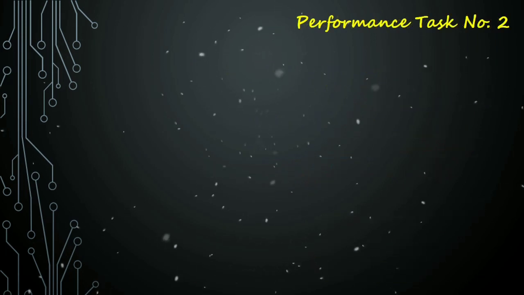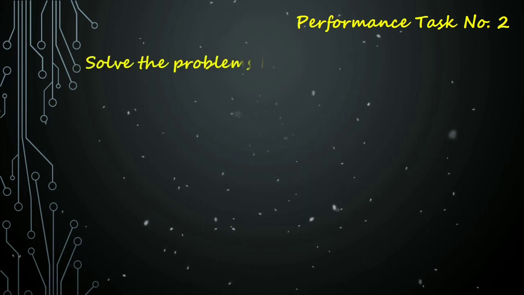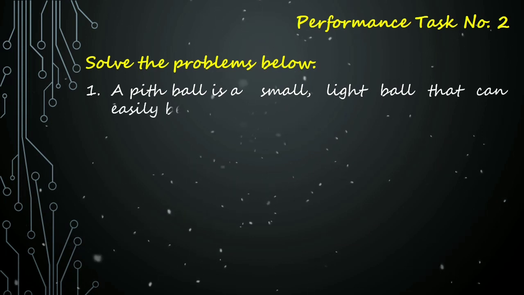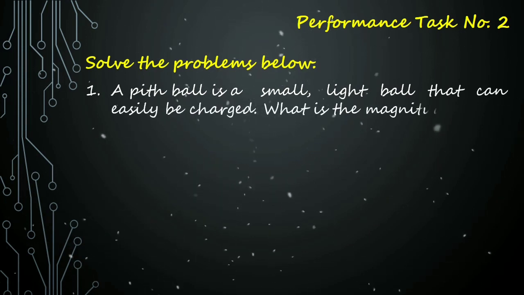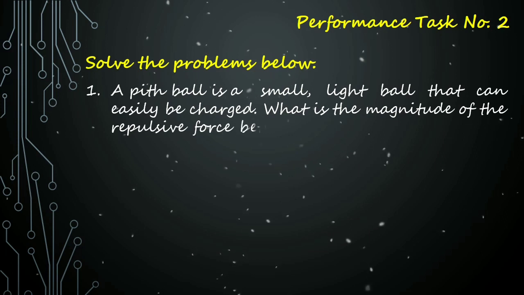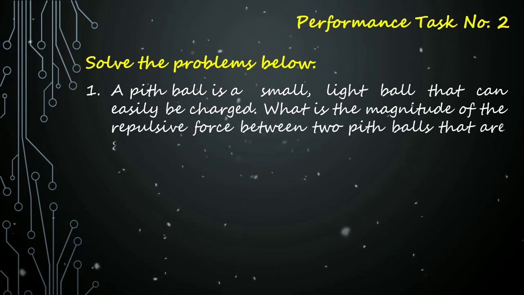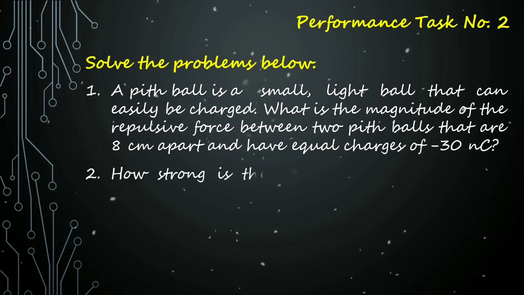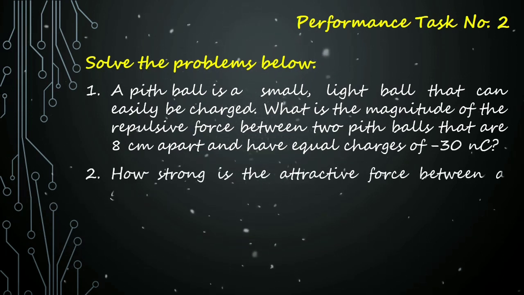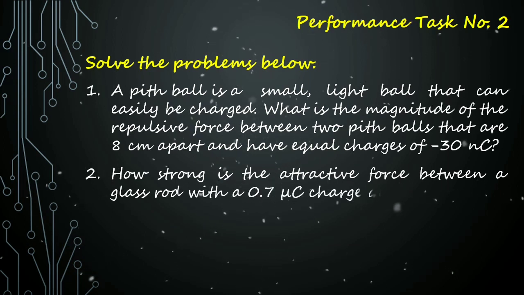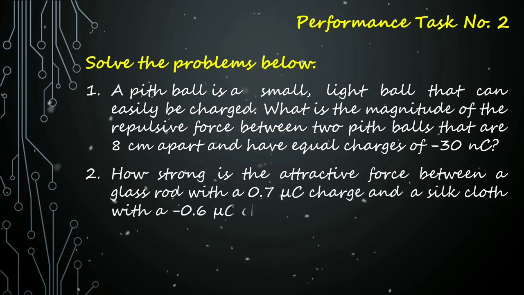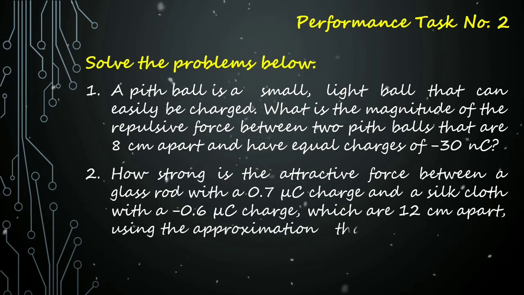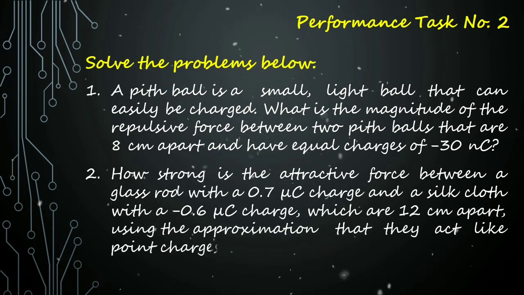And here's your second performance task. Solve the problems below. Number 1. A pith ball is a small light ball that can easily be charged. What is the magnitude of the repulsive force between two pith balls that are 8 centimeters apart and have equal charges of negative 30 nanocoulomb? Number 2. How strong is the attractive force between a glass rod with a 0.7 microcoulomb charge and a silk cloth with a negative 0.6 microcoulomb charge, which are 12 centimeters apart, using the approximation that they act like point charges?